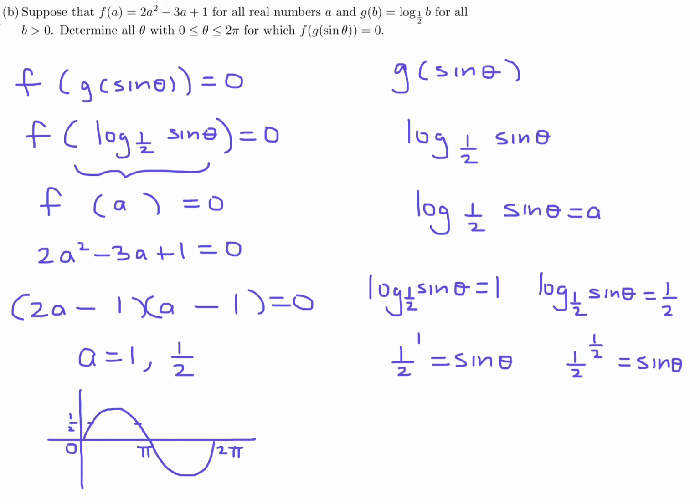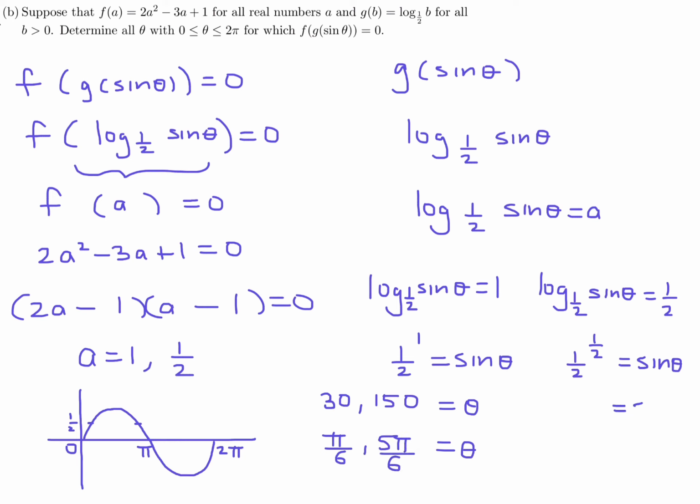So that means if you do this on a calculator, you get 30 degrees for the first one. Therefore, the second one's got to be 150, 30 behind or before 180. And they probably want it in pi's. So this is pi by 6, and this is 5 pi by 6. All right, let's go to the next one.